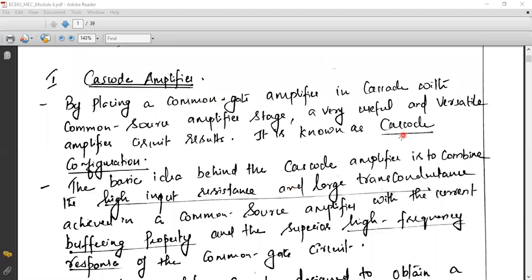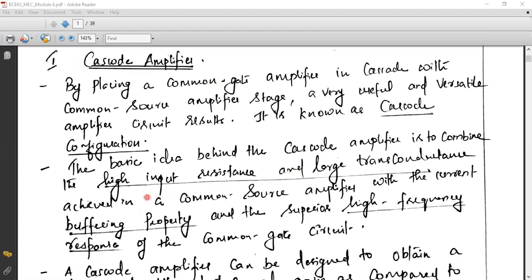The main advantage of this configuration, the main idea, is that we are going to combine the features of the CS amplifier. So what are the desirable features of a CS amplifier? It is underlined here. That is high input impedance and large transconductance. These are the two advantages of a typical CS amplifier. Please note down the two features of a CS amplifier: high input impedance and large transconductance.